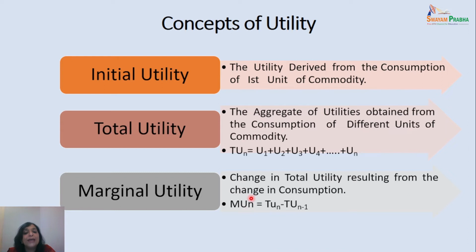So if we want to calculate marginal utility of the nth unit, we say it is equal to total utility of the nth unit minus total utility of the n minus 1, meaning the previous unit. If we want to calculate the marginal utility of the third unit, we will say it is equal to total utility of 3 units minus the total utility of 2 units. That is 3 minus 2. This will give us the marginal utility.